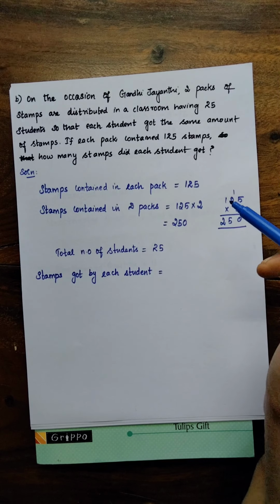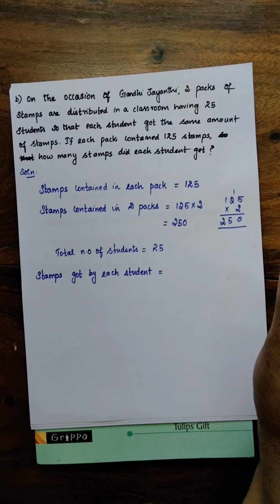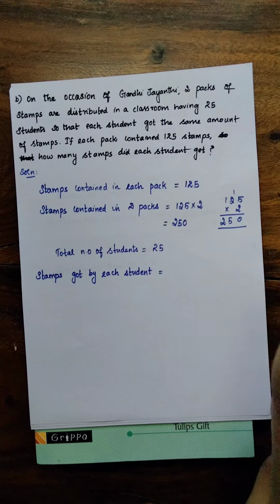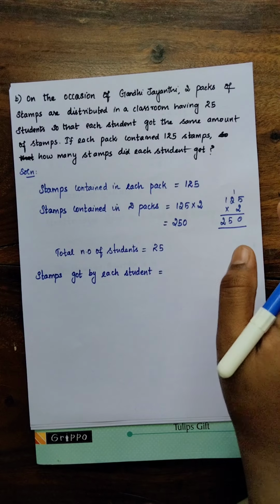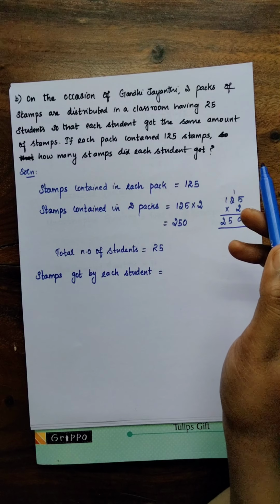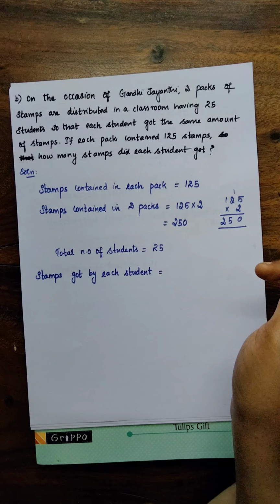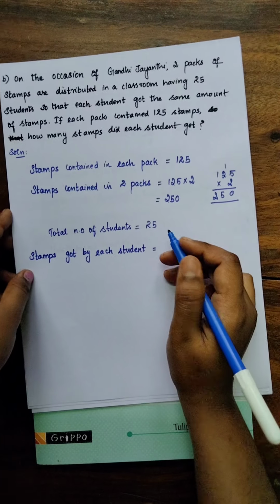How will you distribute? The one condition is that all students must get the same number of stamps. We need to distribute equally. So how will you find stamps got by each student? How will you distribute these 250 stamps to the 25 students? Yes, very good. We need to divide.